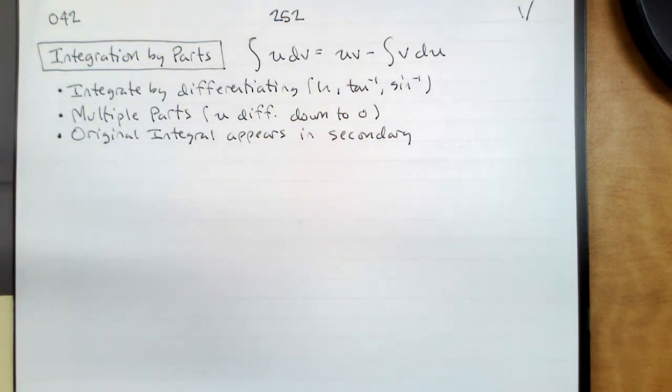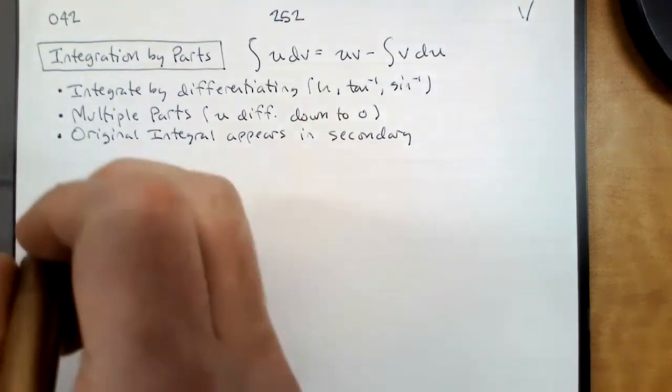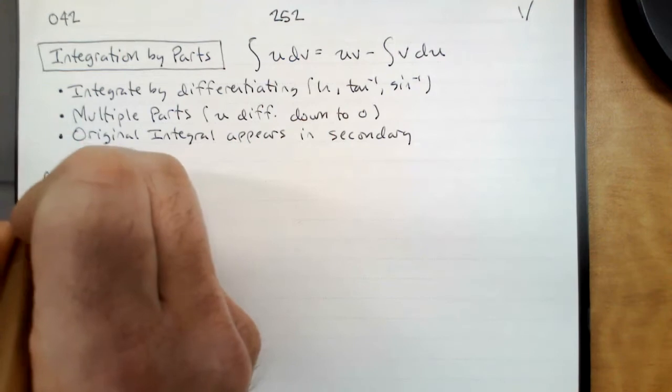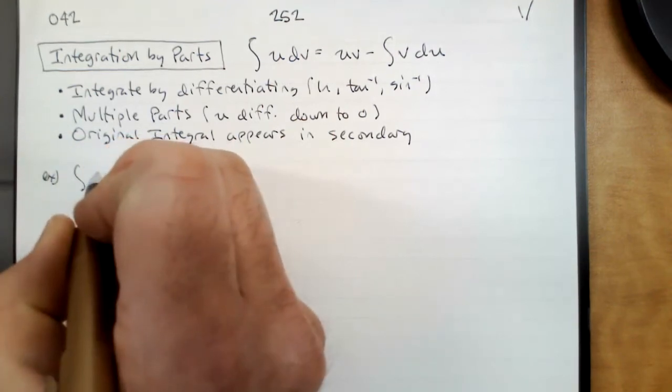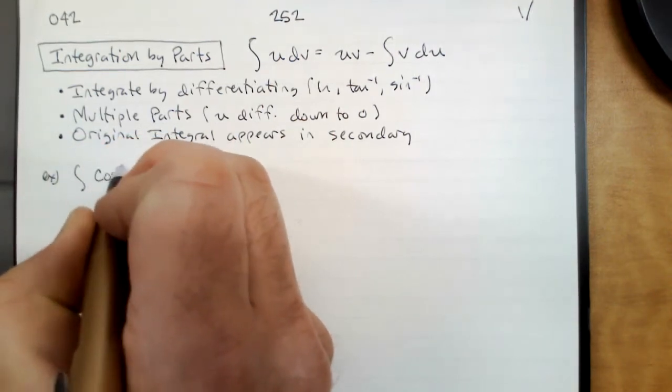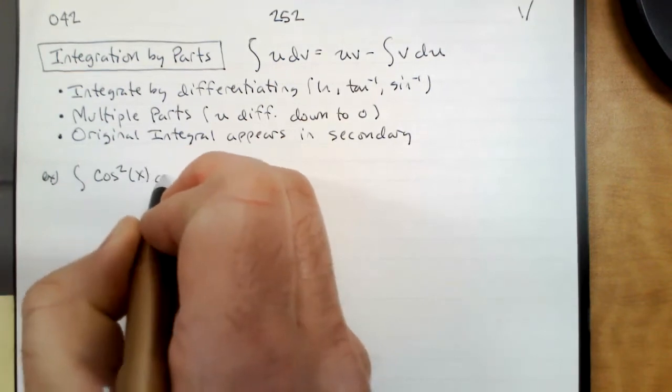We're going to integrate a function. And this is going to be for parts purposes. We're going to be emphasizing the original integral appearing in the secondary. That's a parts process. So we're going to integrate this function. We're going to think about this integral today: cosine squared x.